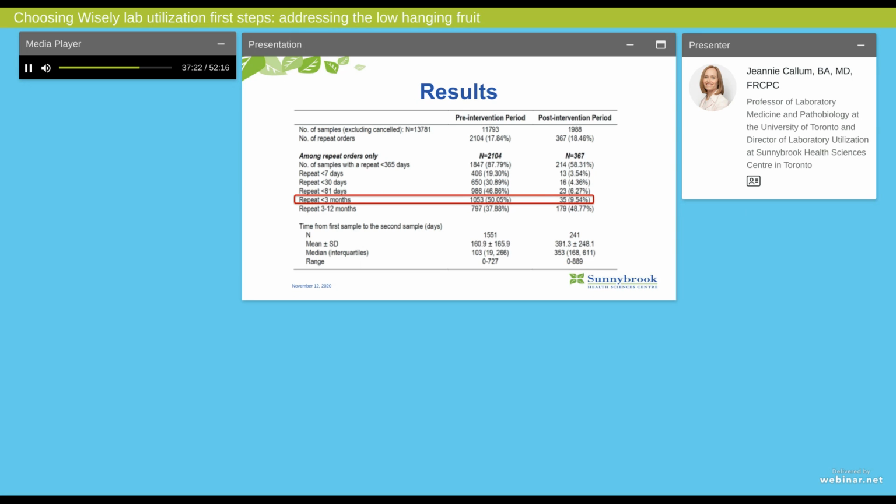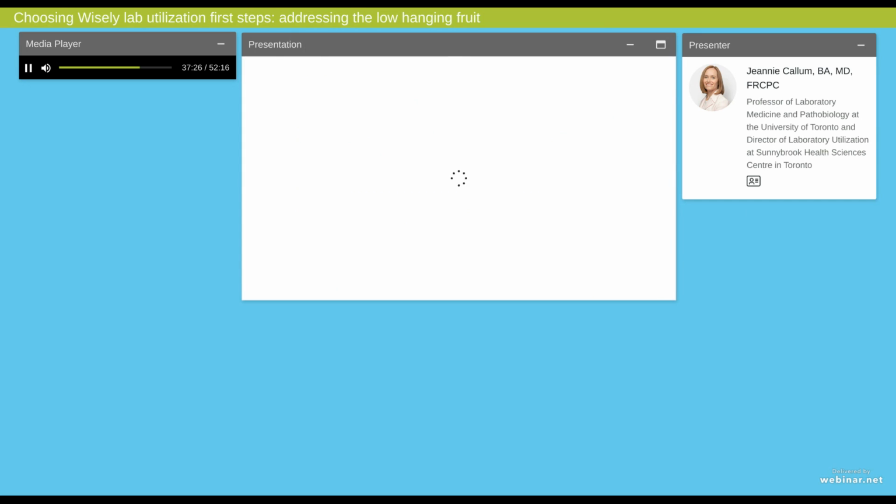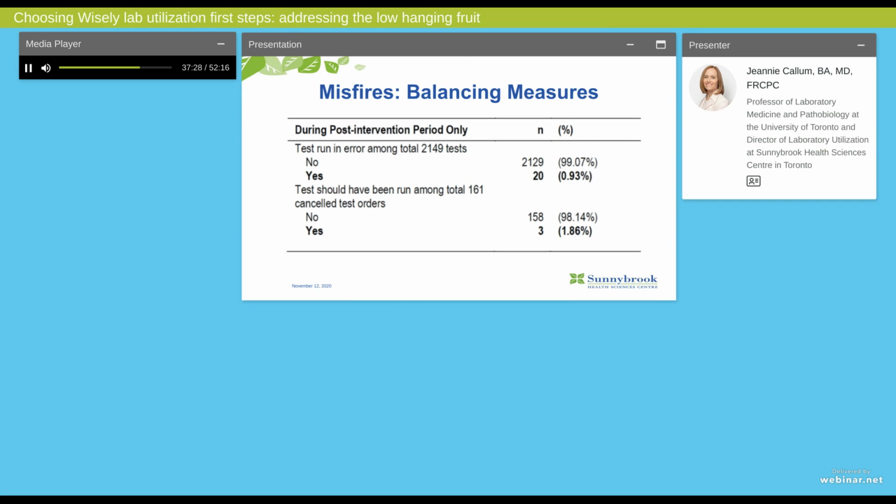You can also see that the median time to repeat went up dramatically. And we also, as a balancing measure, every time you do a quality improvement project, you want to think about, okay, what are the downsides? How can I cause harm by my intervention? And so two of the things that we wanted to look at was how many times did we run the test when we shouldn't have run the test? And that happened about 20 times.